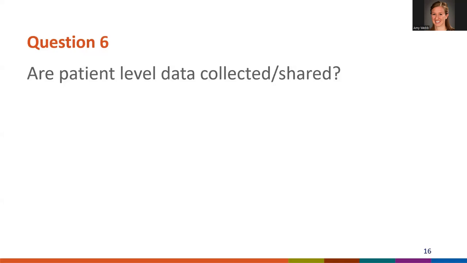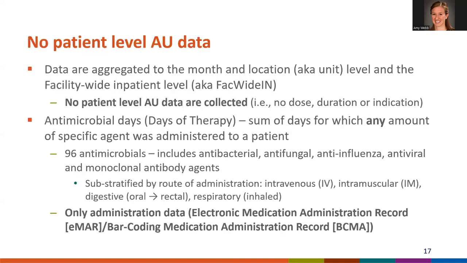Are patient level data collected and or shared? So no patient level AU data are shared with NHSN. The data are aggregated to the month and location, also known as the unit level, and to the facility-wide inpatient, also known as FACWIDEIN in NHSN speak. So we don't get any patient-level AU data. We don't have dose, duration, or indication, any of those patient-specific things. We do not get those in NHSN. So we get the aggregated counts by month.